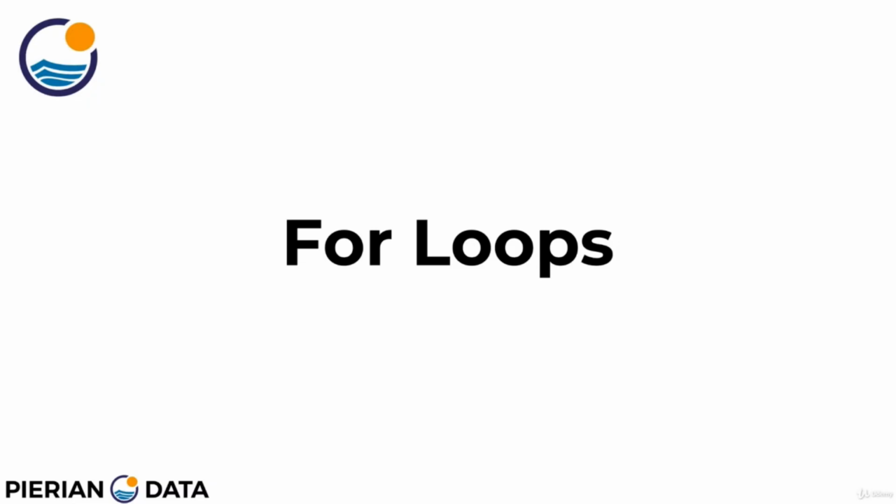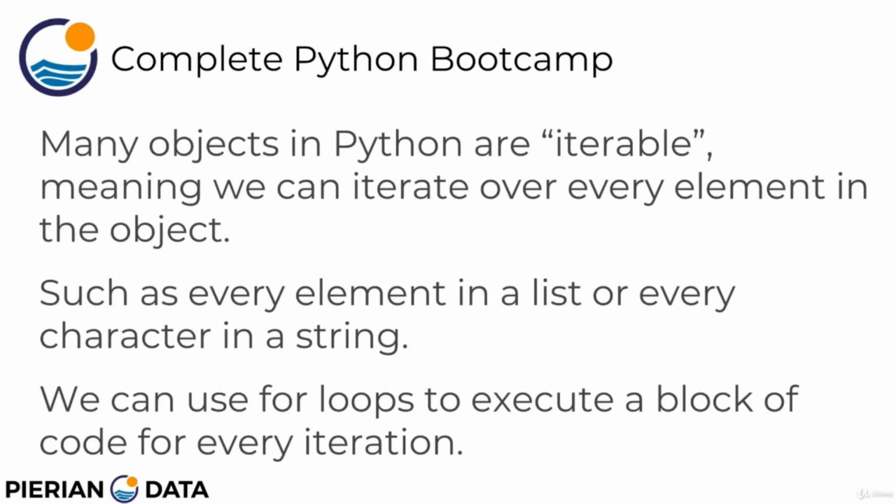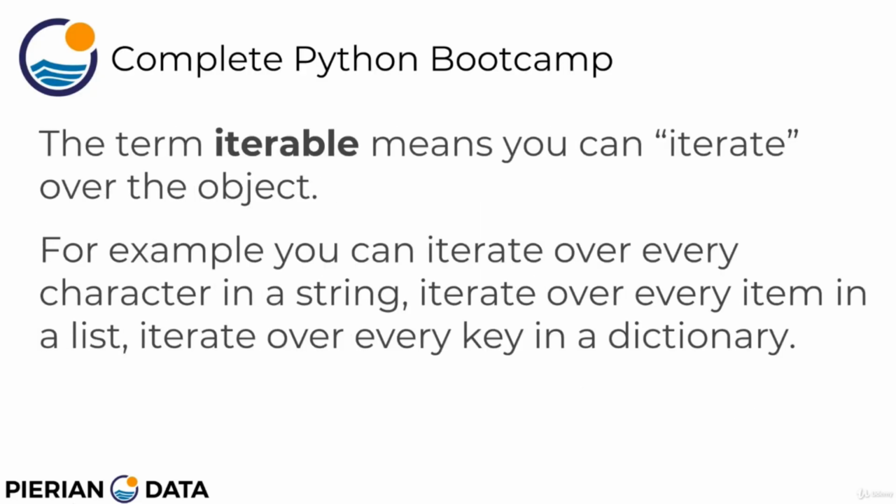Welcome back, everyone. In this lecture, we're going to discuss for loops. Now, many objects in Python are iterable, meaning that we can iterate over every element in the object, such as every element in a list or every character in a string. And we can use for loops to execute a block of code for every iteration. So I want to focus a little bit on this term iterable because you hear it a lot, especially in Python documentation, and it's kind of a strange term if you've never heard it before.